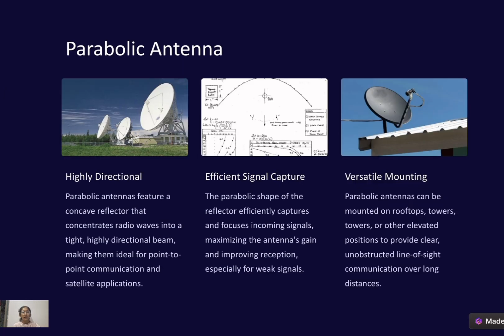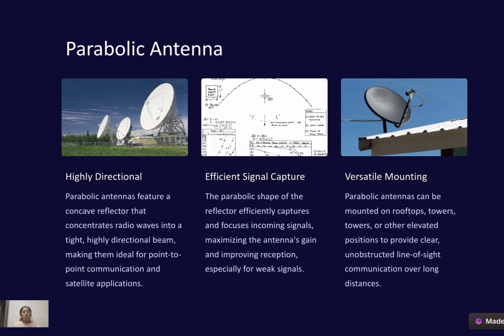Next is the parabolic antenna. A parabolic antenna is highly directional. It features a concave reflector that concentrates radio waves into a tight and highly directional beam, making it ideal for point-to-point communication and satellite applications. Effective signal capture: the parabolic shape of the reflector efficiently captures and focuses incoming signals, giving maximum antenna gain and improving reception, especially for weak signals.